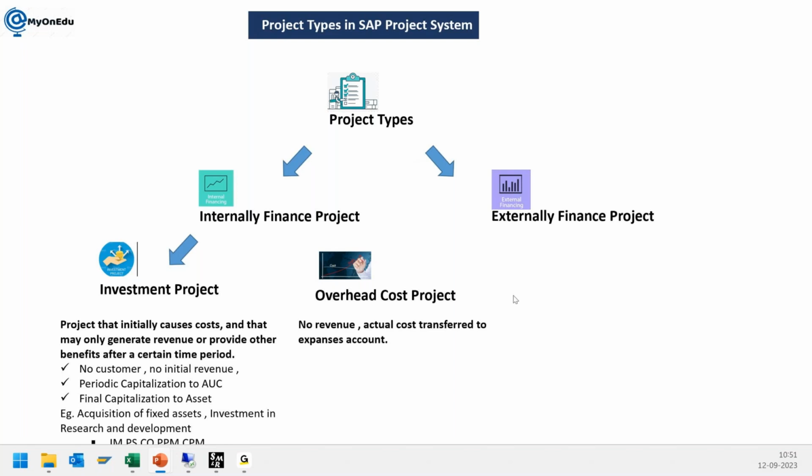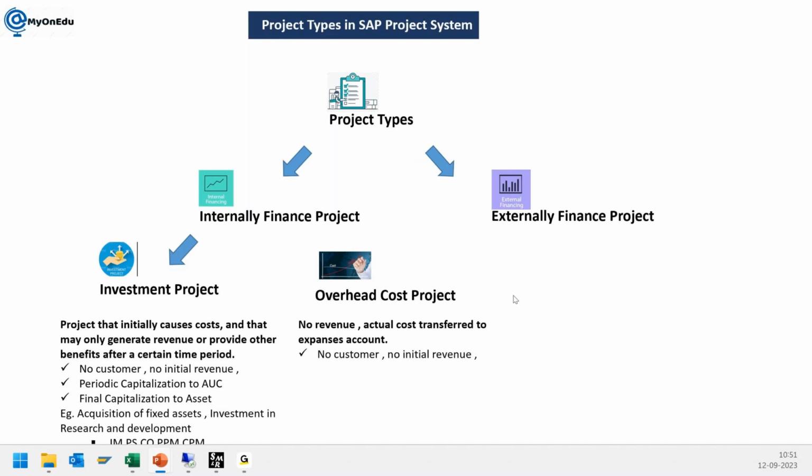Overhead cost project, again, because it's internally financed, so we have no customer involvement, no revenue. The difference here is it's not an asset to the company. We are not creating any asset at the end of the overhead cost project. So it will be a cost to the company, and all the expenses will be transferred to the expense account, or you can say the cost centers sometimes.